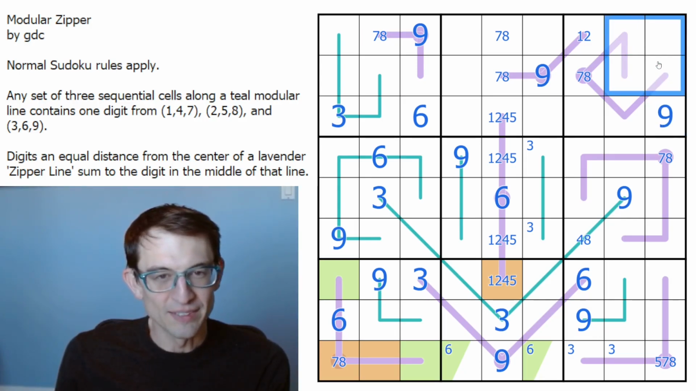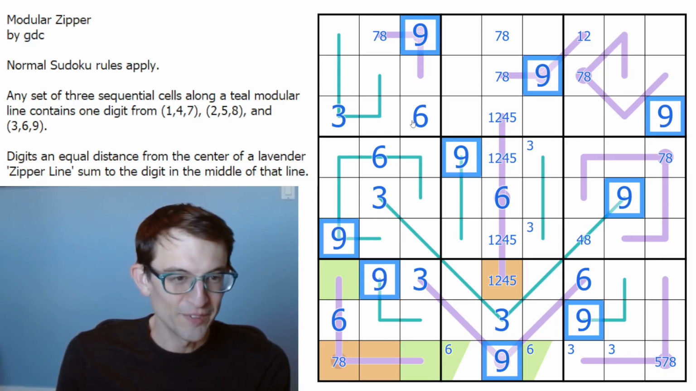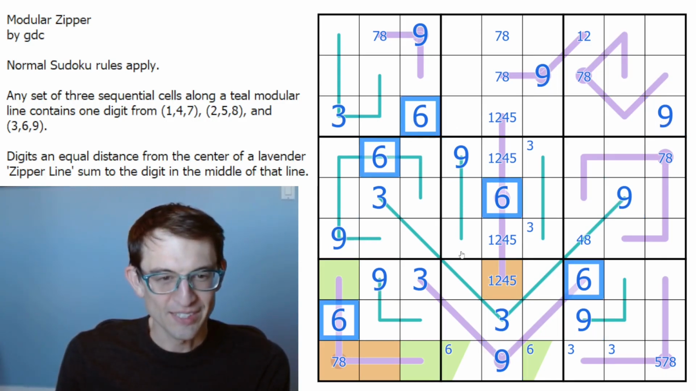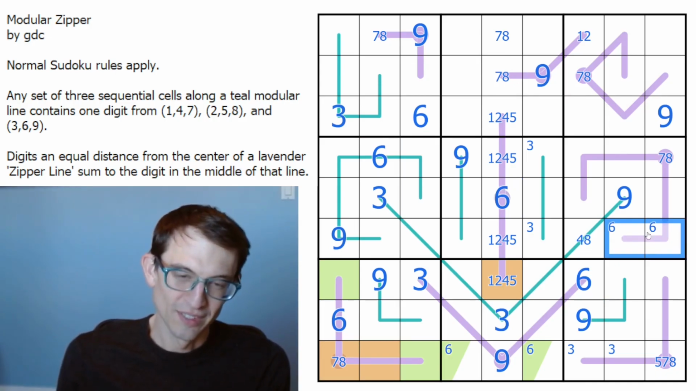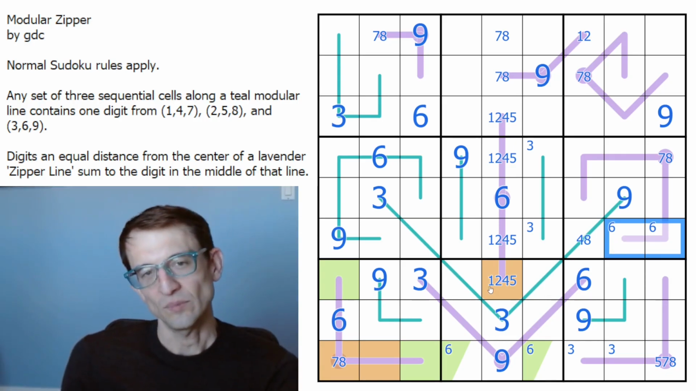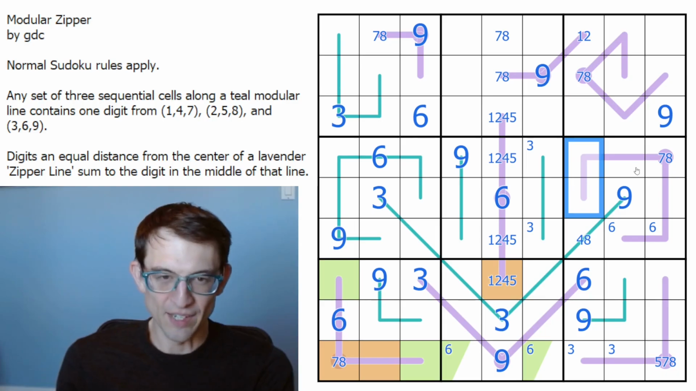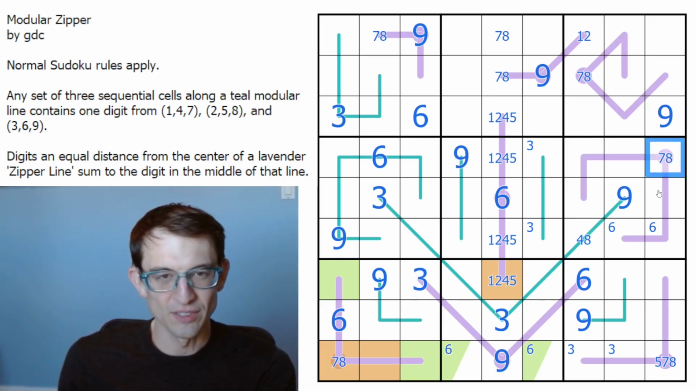6 is one of these. So are 9s done? 9s are done. We finished 9s. 6s are not done. No, not. But 6 is one of these. So 6 is one of those. So one of these cells is the same modularity as this 7 or 8. Is that something? Maybe.